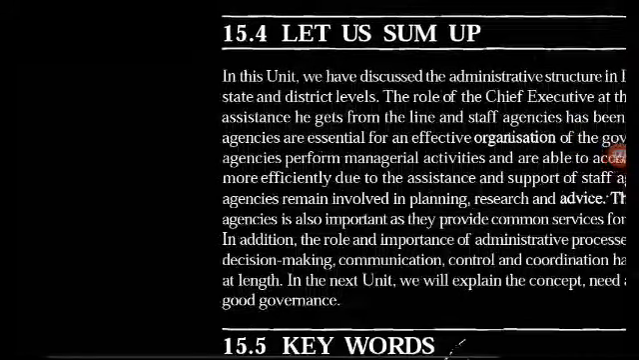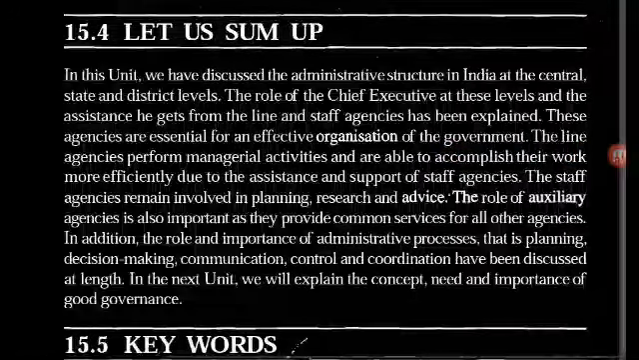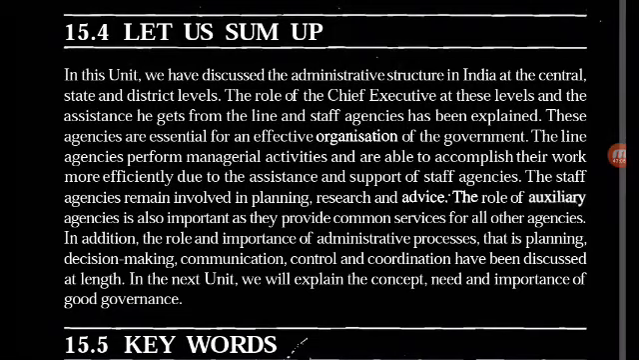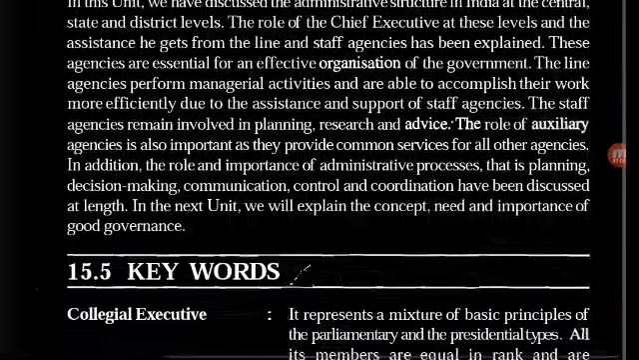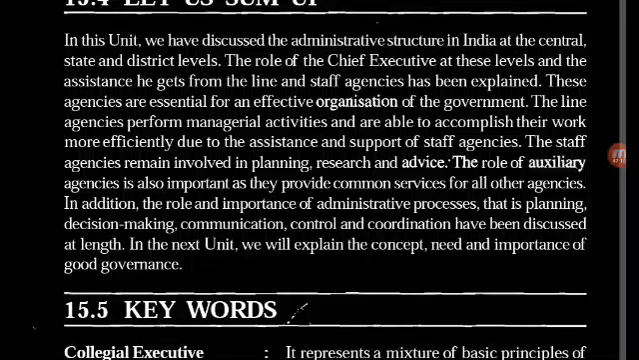Summary. In this unit, we have discussed the administrative structure in India at the central, state, and district level. The role of the chief executive at these levels and the assistance he gets from the line and staff agencies has been explained. These agencies are essential for an effective organization of the government. The line agencies perform managerial activities and are able to accomplish their work more effectively due to the assistance and support of staff agencies. The staff agencies remain involved in planning, research, and advice.